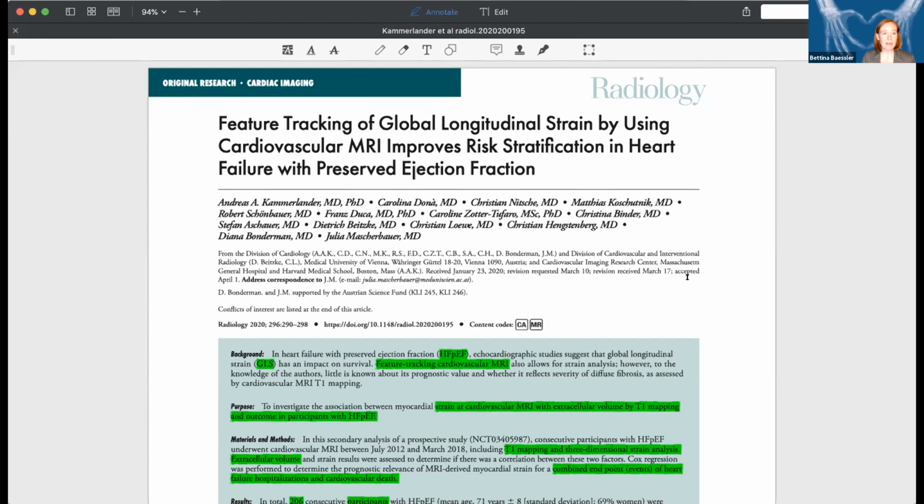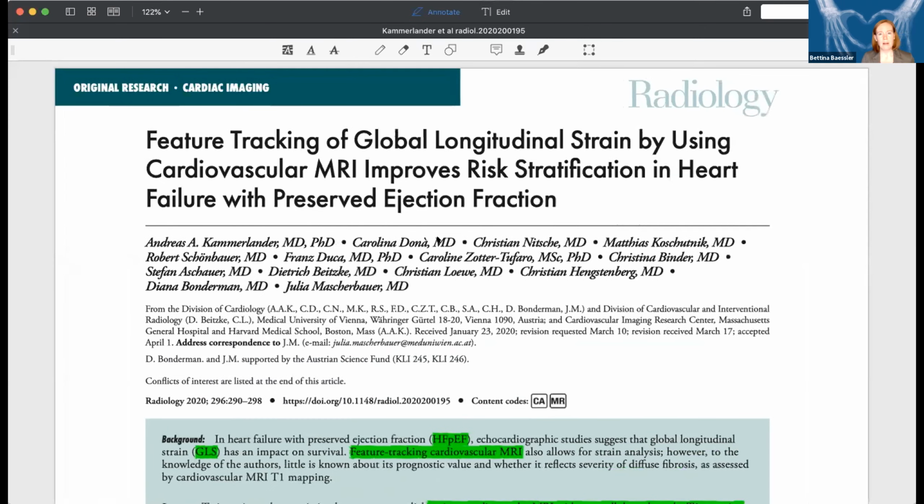And it's another interesting strain paper which deals with the risk stratification potential of strain in HFpEF patients.